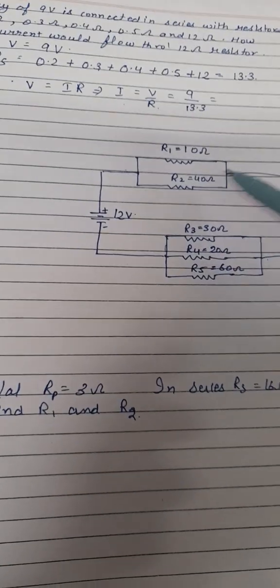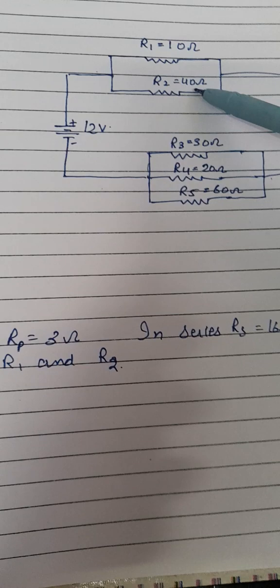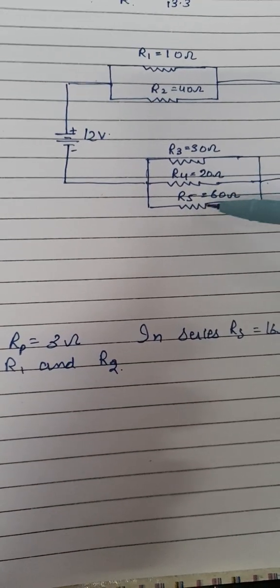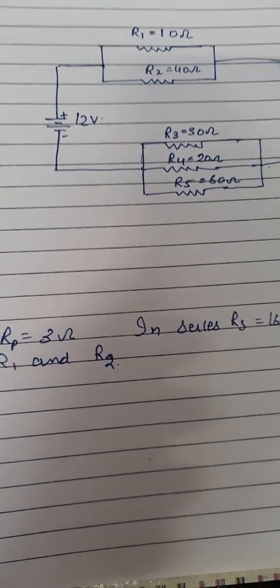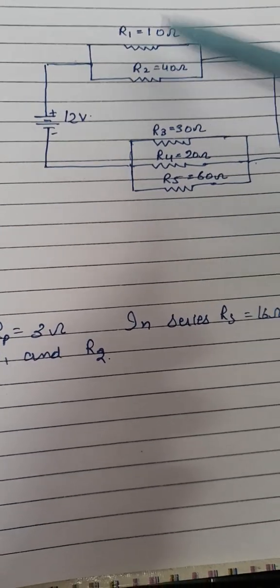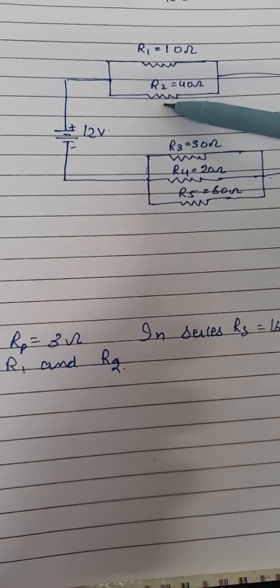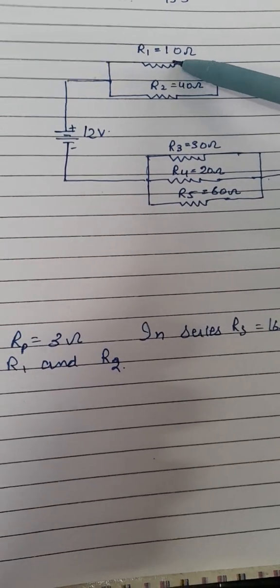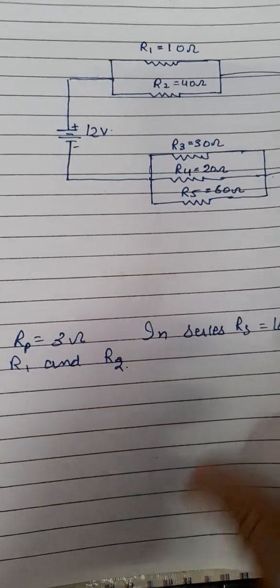Next, here is a circuit diagram. The first resistance is 10 ohm, the second is 40 ohm, the third is 30, the fourth is 20, the fifth is 60. First, you have to find out the equivalent resistance of the circuit. These two resistors are connected in parallel, and these are also connected in parallel, so first we have to find out the parallel combination of these two resistors.